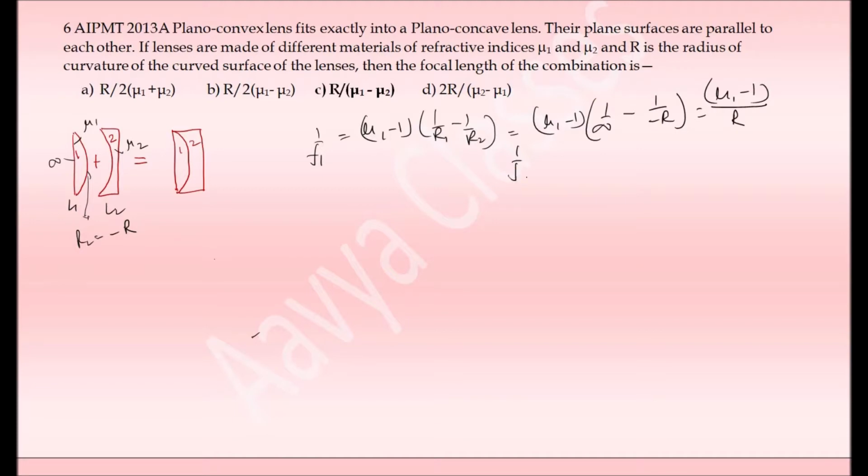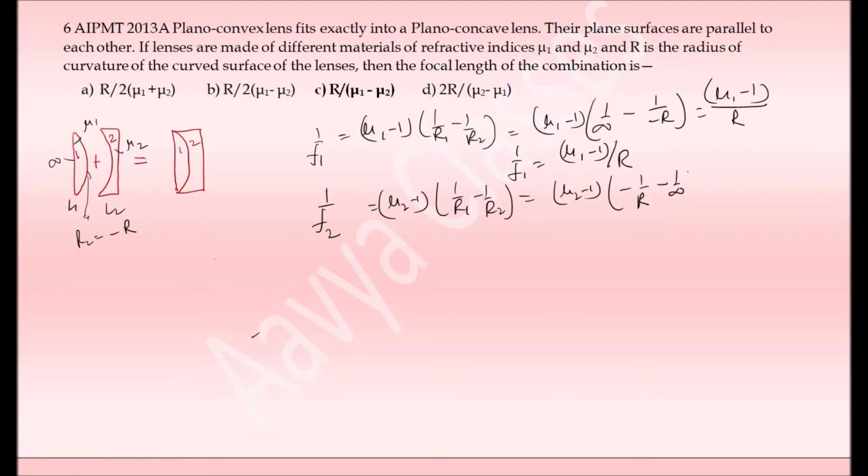So we get 1 by f1 is equal to (mu1 minus 1) divided by R. Now consider the second lens, that is the concave lens. 1 by f2 is equal to (mu2 minus 1)(1 by r1 minus 1 by r2). For the second lens, r1 is equal to minus R and r2 is infinity. So it's (mu2 minus 1)(1 by minus R minus 1 by infinity). So from there we get (mu2 minus 1) divided by minus R.